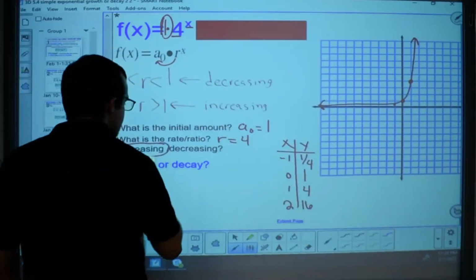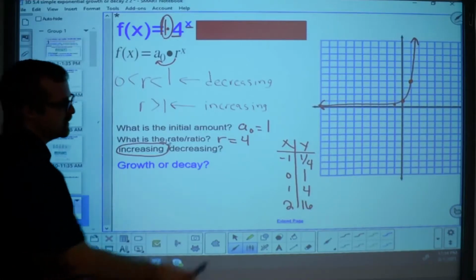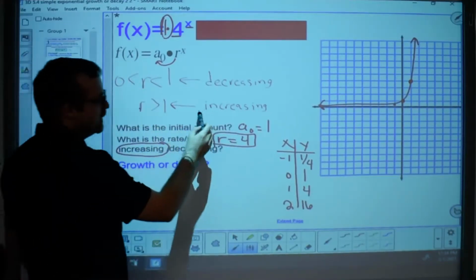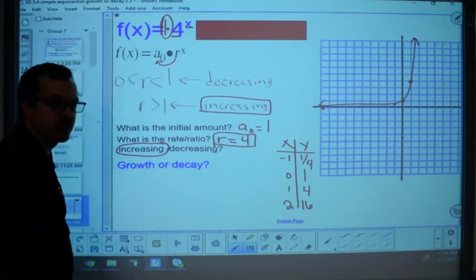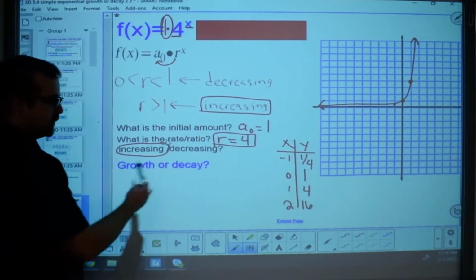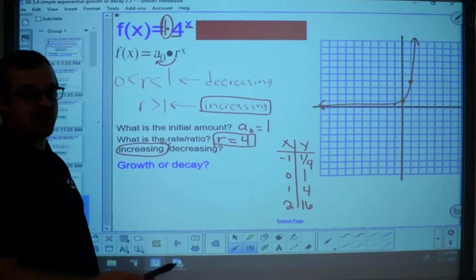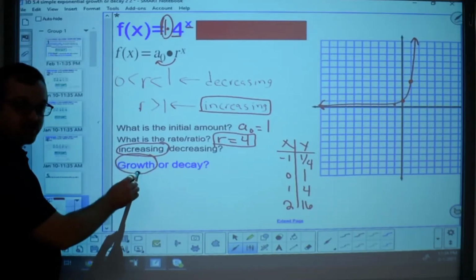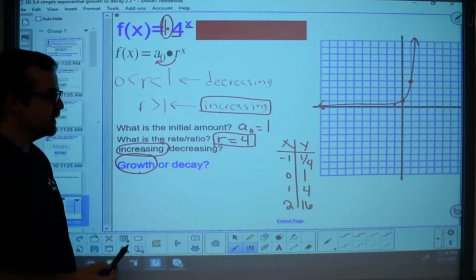And it's really easy to tell right away from the ratio because the ratio is bigger than 1. And if the ratio is bigger than 1, that's an increasing function. Okay? And that directly relates to the next question: is that growth or decay? Well, you read a graph from left to right, and if it's going up, you have growth. If it's increasing, it's growing. If it's growing, it's increasing. Okay? They're just synonyms for one another.